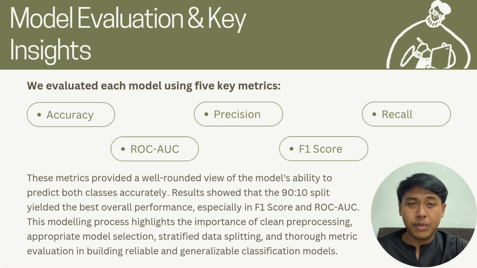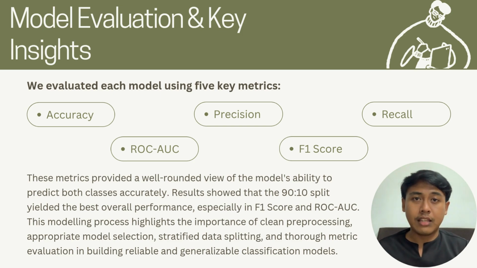To evaluate the performance of our model, we use 5 key classification metrics. The first ones are accuracy, precision, recall, F1 score, and ROC AUC. These metrics gave us a well-rounded view of the model's effectiveness. Accuracy told us how many predictions were correct overall. Precision and recall helped us understand how well the model handled the positive class, in this case, identifying actual buyers. The F1 score combined both precision and recall into one balanced measure, and ROC AUC showed how well the model distinguished between the two classes.